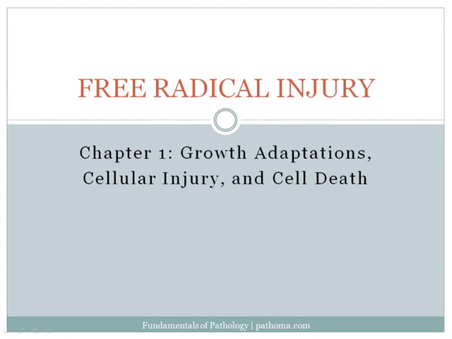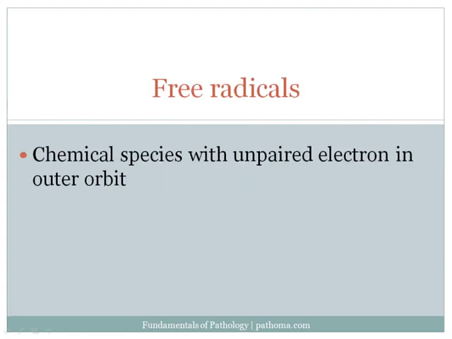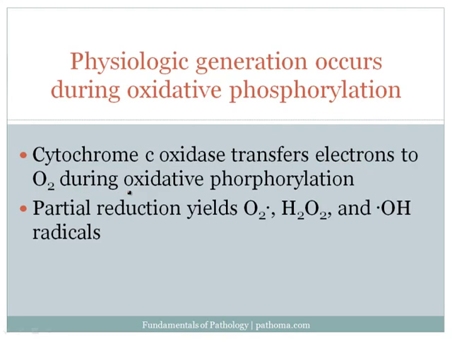This discussion is relatively high yield, and hence the reason why I've made it a separate subsection in your text. All right, before we can begin our discussion of free radicals, we should take a step back and define what a free radical actually is. So a free radical is a chemical species with an unpaired electron in the outer orbit. And it's this unpaired electron that has the ability to induce damage within the cell. Now, it's important to recognize that free radicals are actually generated physiologically and pathologically.